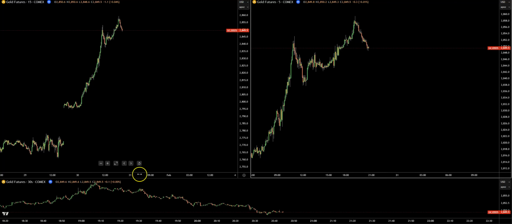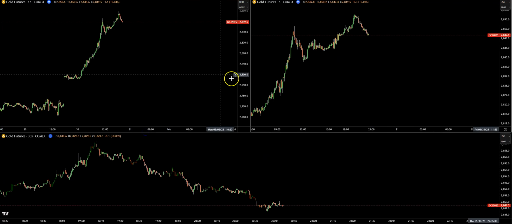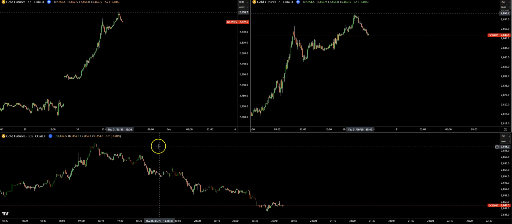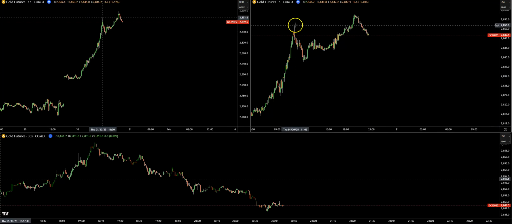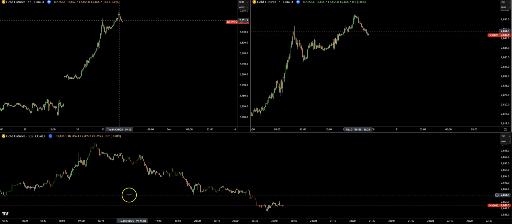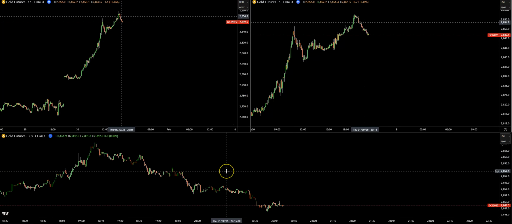This is how I keep my chart set up on this little 3-time frame split here. This is the futures market for gold. I have a 15-minute chart here in the top left, a 5-minute chart, and then a 30-second chart. I typically trade really low time frames.